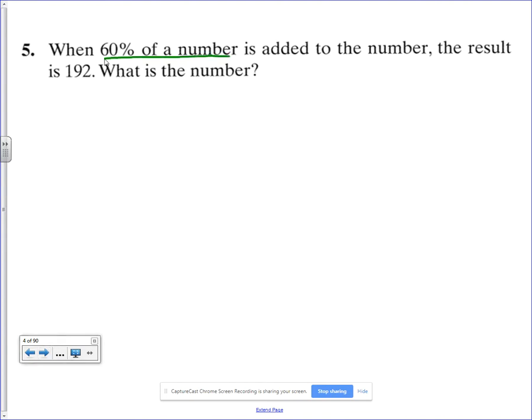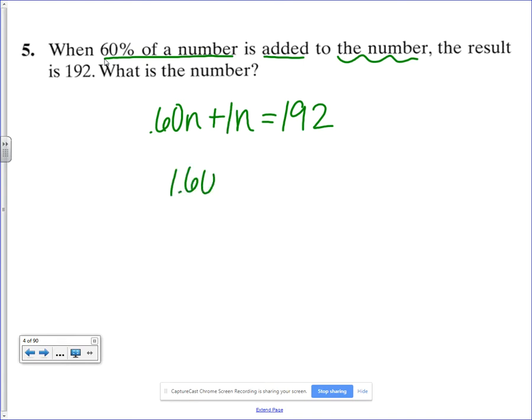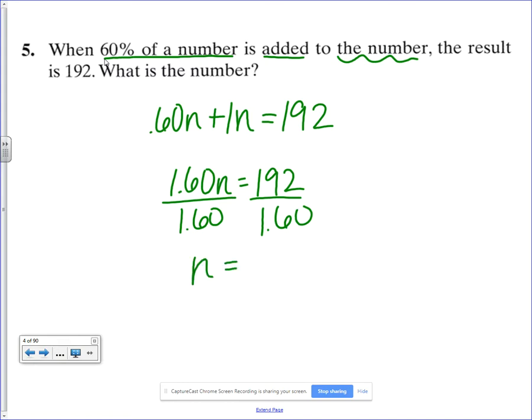Okay, let's try another one similar to that. 60% of a number, so 0.60 of a number is added to the number. The result is 192. Okay, so again, these are both n's, so I can combine them. This n has a 1 in front of it, so that'd be 1.60n. And then to solve this, we're going to divide. I get n is equal to 120.